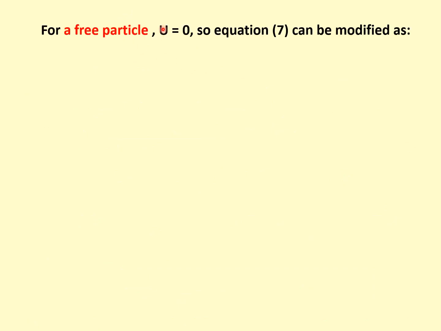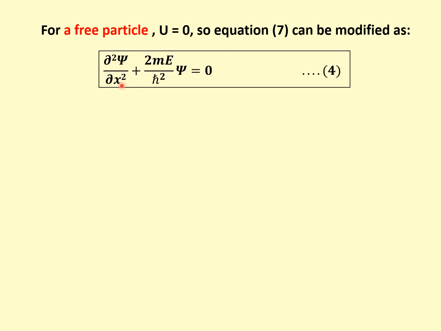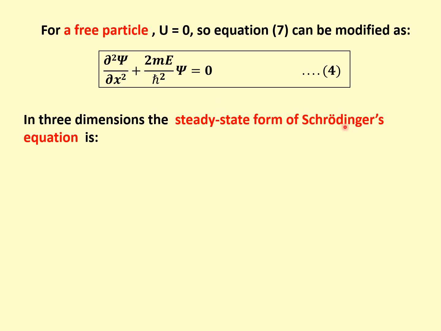And for a free particle, this potential energy U or V equals 0. So this last equation becomes ∂²ψ/∂x² plus 2mE by ħ² ψ equals 0. This is the steady state form of the Schrodinger equation for a free particle.